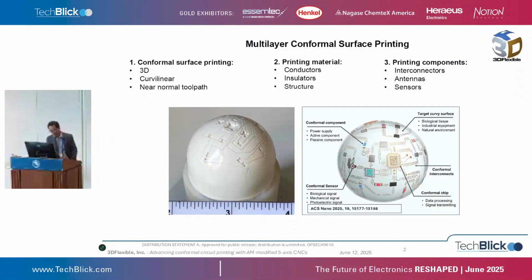Anyway, so on the center section, we want to print conductors, insulators, and structures. And you can see the structure on the bottom left. So what do you want to print? What kind of component are you printing? Are you printing interconnectors, antennas, or sensors?